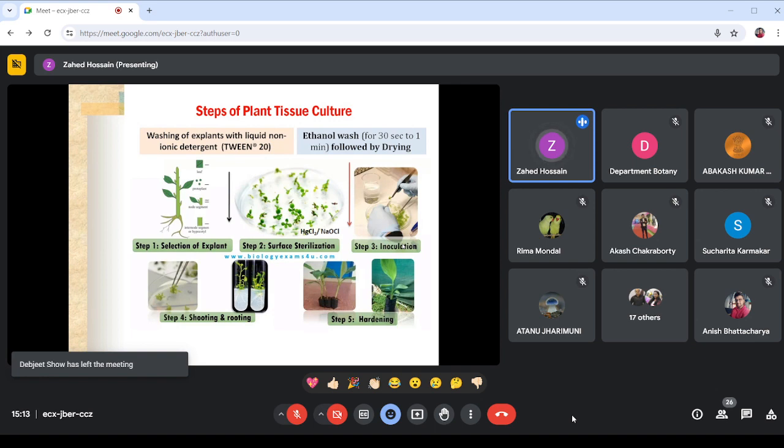So the first step is collection of plant material. Second one is selection of explant. Third one would be washing of the explant. Next would be the surface sterilization. Next would be the ethanol wash. Next would be the inoculation.